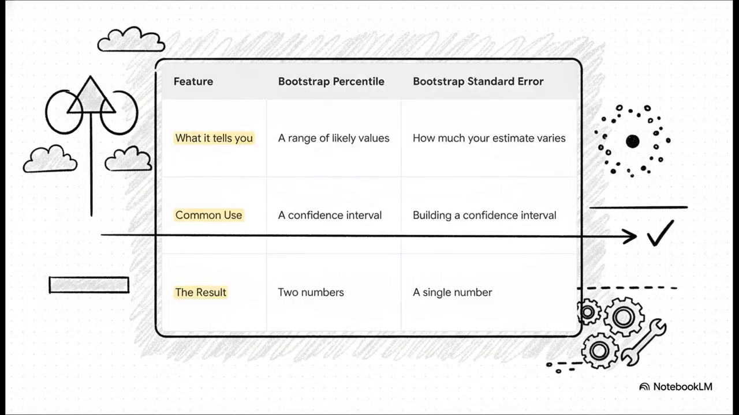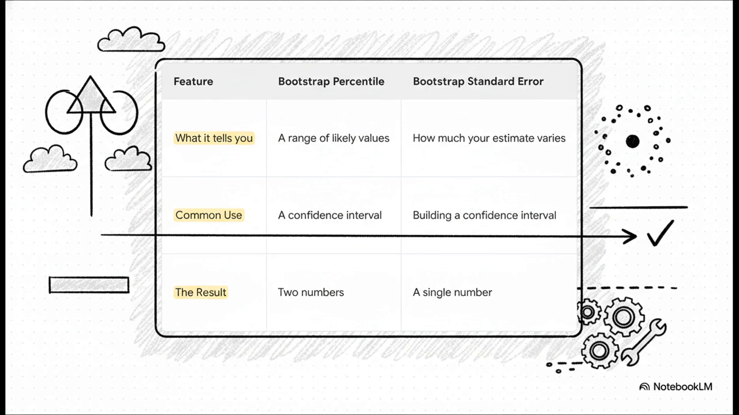Let's just walk through this table because it really nails the difference. The percentile method tells you a range of likely values. You use it to create a confidence interval directly. And what do you get? Two numbers, a lower and an upper bound. Done. Now, the standard error just tells you how much your estimate wobbles. It's a building block for a confidence interval. And what do you get? Just one single number. So one gives you the final headline, the other gives you a key piece of the math behind it.